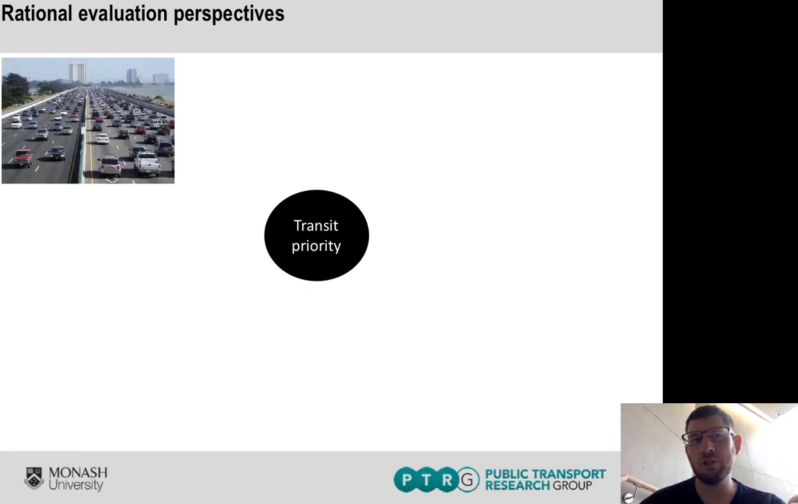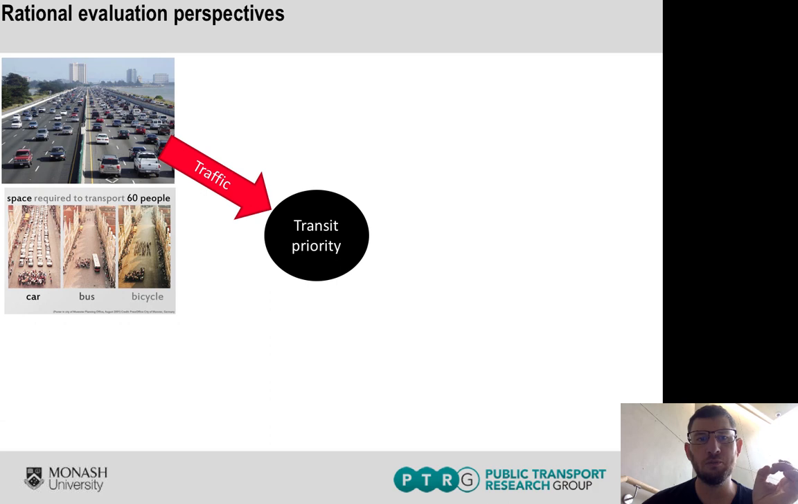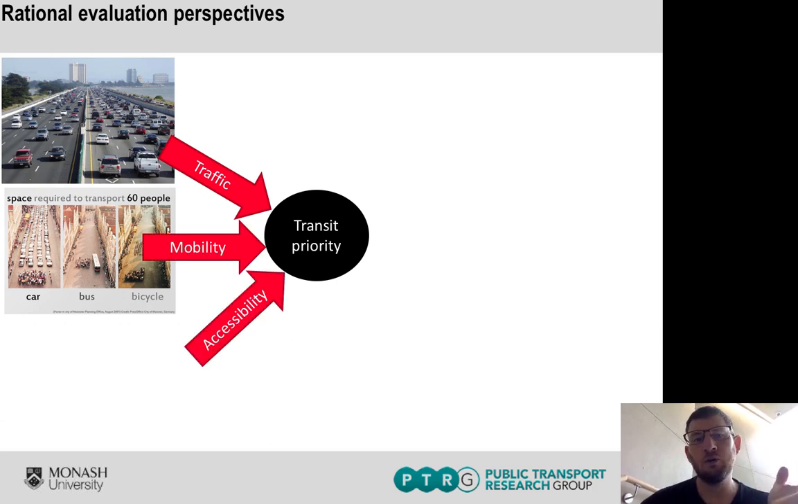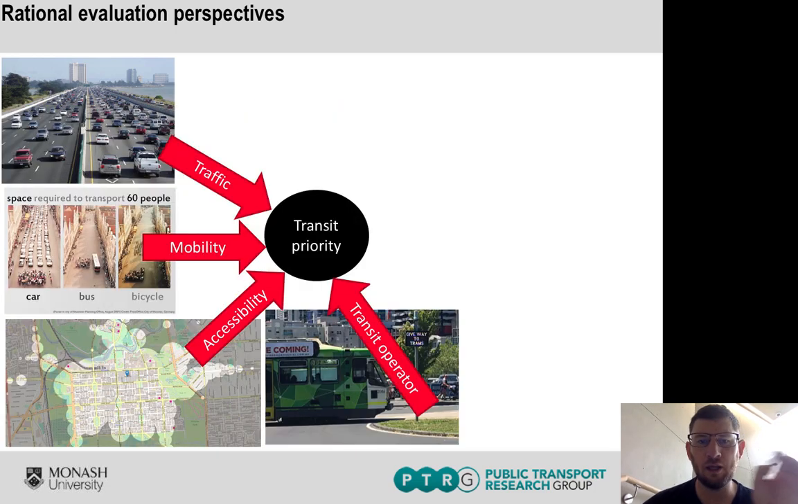So on transport, we can have a lot of rational evaluation perspectives. We can look at it through traffic perspective. It's all about moving vehicles. We can look about mobility. It's all about moving people and goods. We can look at it through accessibility. It's all about moving people and making it so more of the city is available to us.